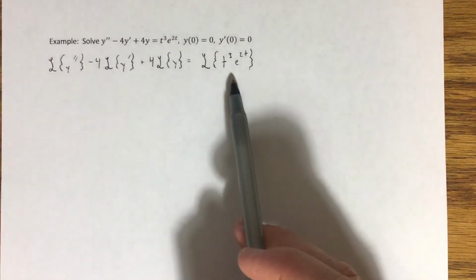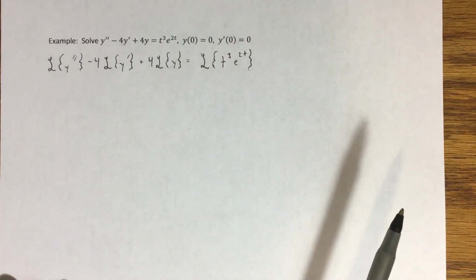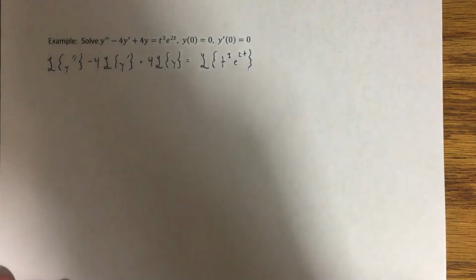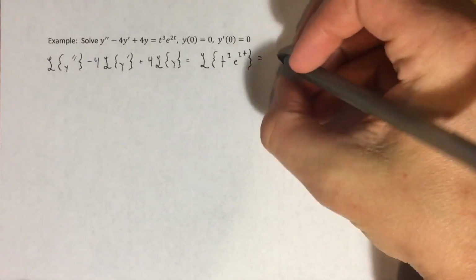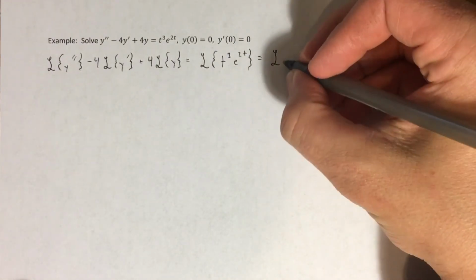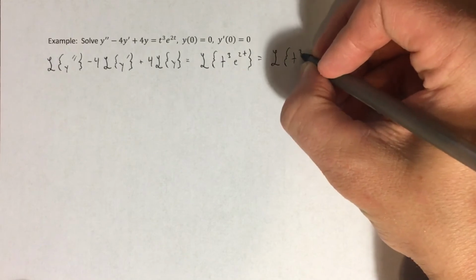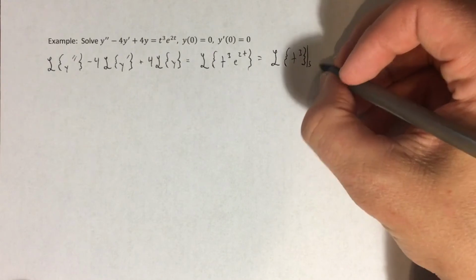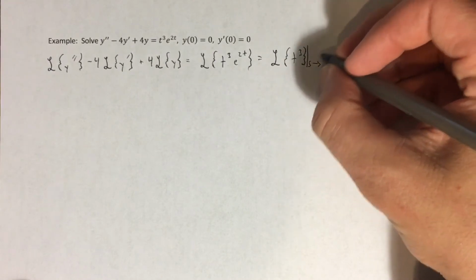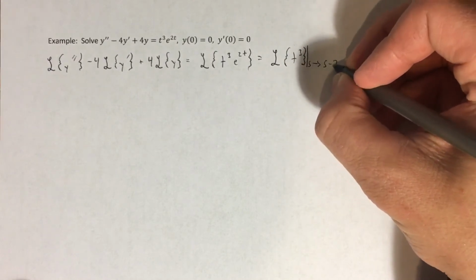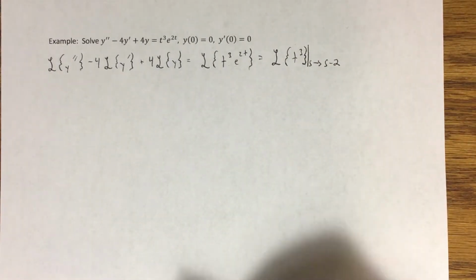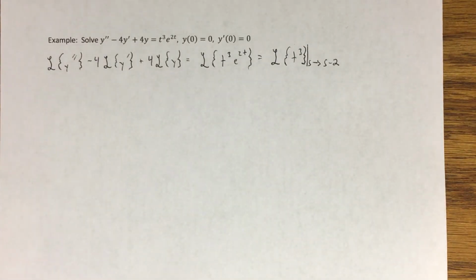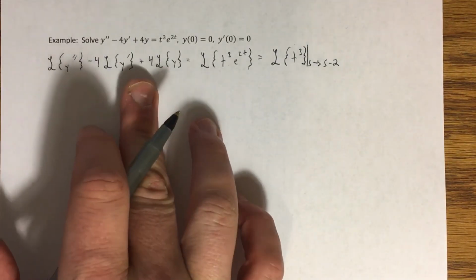Okay, now right away I can see that this is going to make use of a translation because of this factor of e to the 2t occurring here. So I can also write this last term as the Laplace transform of just t cubed, where s is substituted out for an s minus 2. Okay, so that's going to allow me to evaluate this using that property.